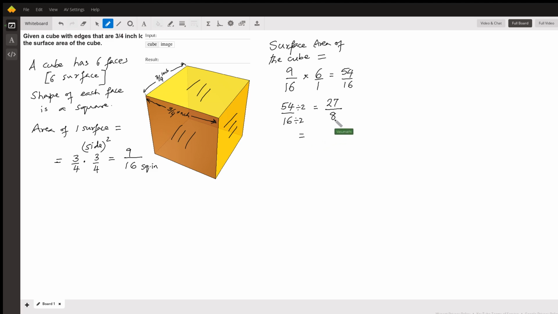So now let's ask ourselves, 8 goes into 27 how many times? 8 times 3 is 24. 8 times 4 is 32. We don't want to go over the 27. So 8 times 3 is 24. So 27 take away 24. Your remainder is 3 over the denominator 8. So 3 and 3/8 square inches will be the surface area of this cube. I hope this helps. Let's make sure we label our answer.